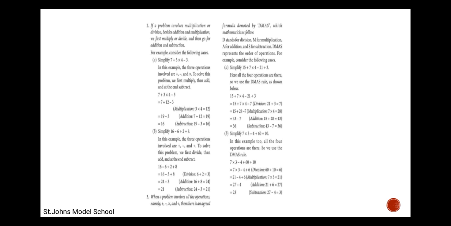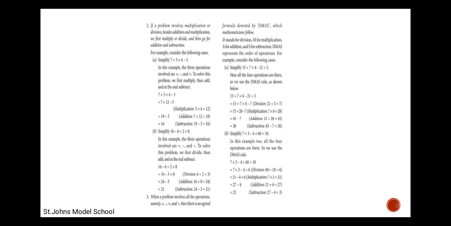So here in the first question, 7 plus 3 into 4 minus 3, we have multiplication, 3 into 4. So first of all we will do that. The next step will come as 7 plus 12 minus 3. After that we will do addition, that is 7 plus 12, that is 19. The next step is 19 minus 3. The final answer is 16.